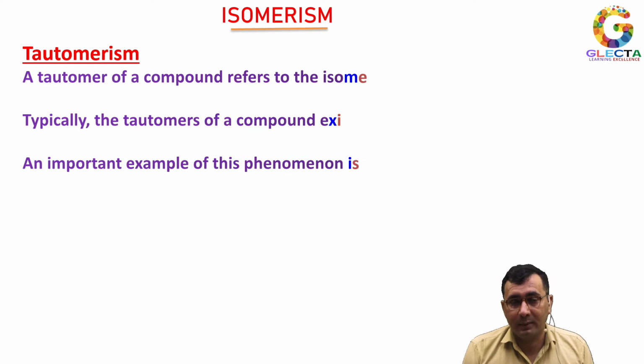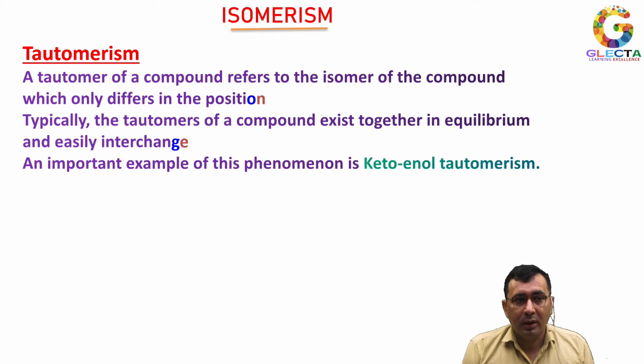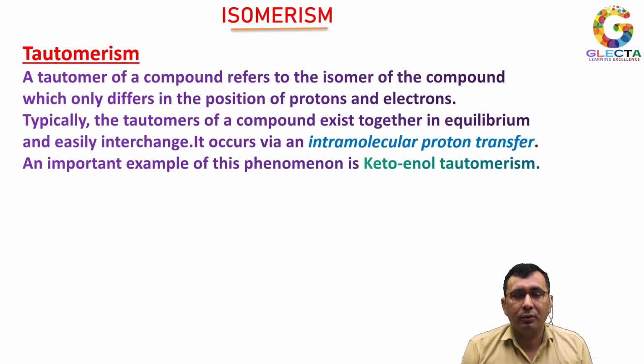What is tautomerism? Tautomers of a compound refer to the isomers of the compound which only differ in the position of protons and electrons. Typically, the tautomers of a compound exist together in equilibrium and easily interchange. It occurs via an intramolecular proton transfer. An important example of this phenomenon is also known as keto-enol tautomerism.